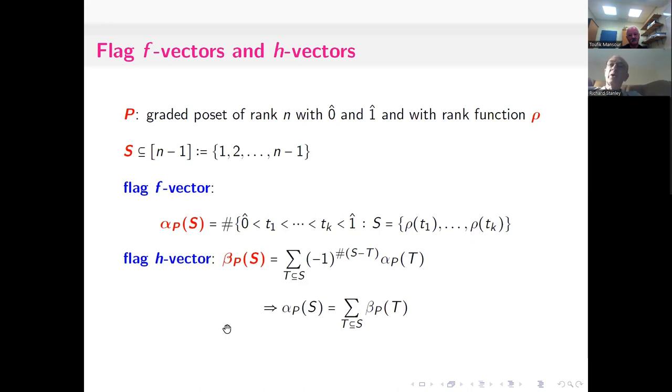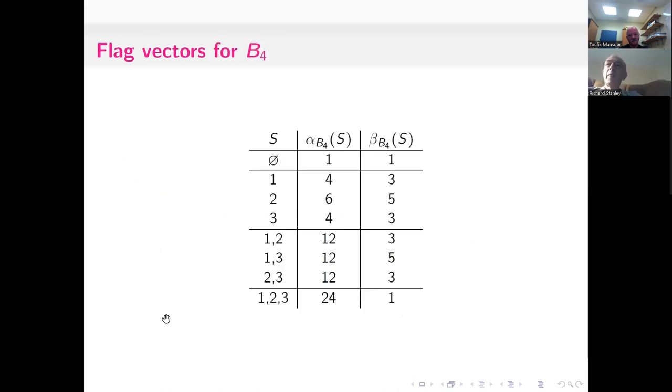When I was a graduate student, I came up with these definitions. I didn't have this terminology yet, but I did many, many computations. And here is an example of one applied to the Boolean algebra B_4. So our sets S go from empty to {1, 2, 3}. Here are the values of α(S). For instance, you get 24 here, because there are 24 maximal chains in the Boolean algebra B_4. And these are the values of the flag h-vector β.